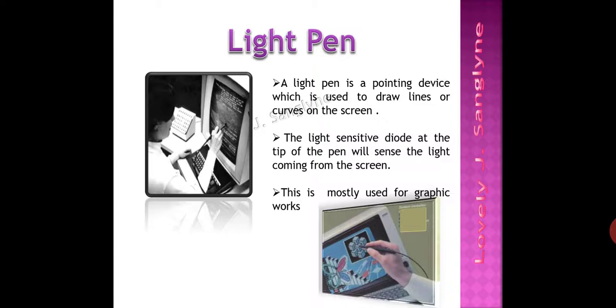The light sensitive diode at the tip of the pen will sense the light coming from the screen. When the tip of a light pen is moved over the monitor screen and the pen button is pressed, then its photocell sensing element detects the screen locator and sends the corresponding signal to the CPU. It is mostly used for graphics work.